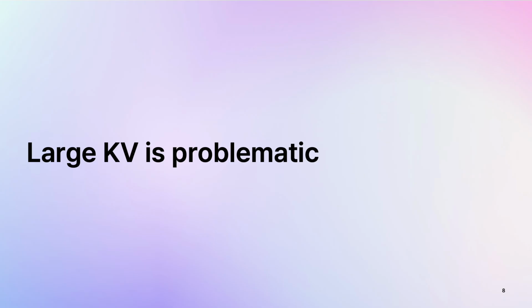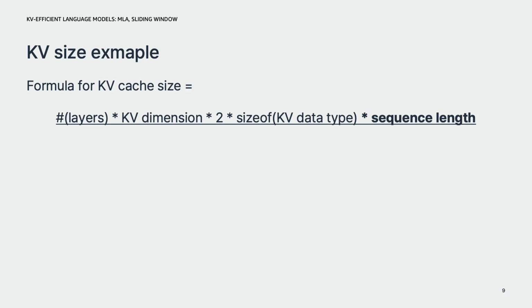Now let's talk about why large KV is problematic. Before we talk about the problem, let's see the simple formula for calculating the KV cache size. A little disclaimer here is that this formula works for the most standard transformer language models, but may not apply to heterogeneous language models. So the simple formula goes by the number of layers times KV dimension times 2 times size of KV data type times sequence length.